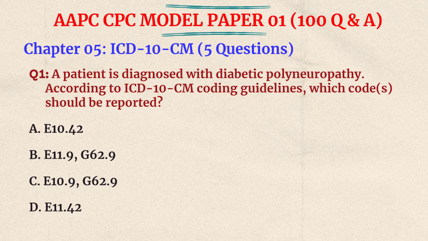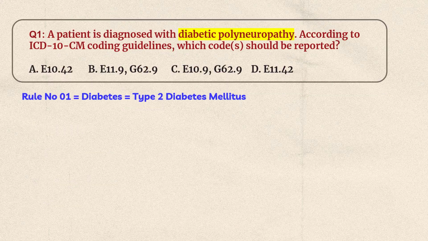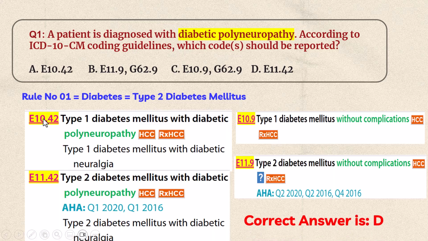In this case, you can see E10 code, E11 code and G62 code. There are 3 codes used. So for this MCQ, you can directly go for the elimination method to find the answer. In this question, the patient has diabetic polyneuropathy. If for any diabetic patient, type 1 or type 2 is not mentioned, by default you have to take it as type 2 diabetes mellitus. That is rule 1. If mentioned as diabetes, it is equal to type 2 diabetes mellitus. So let's see the codes.